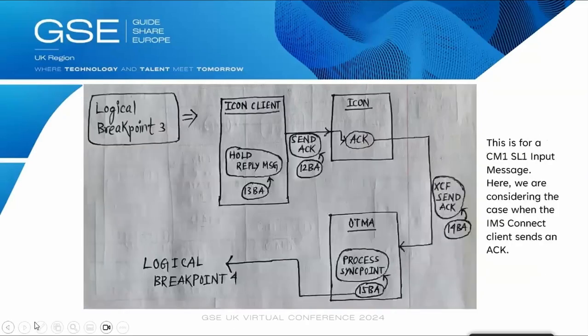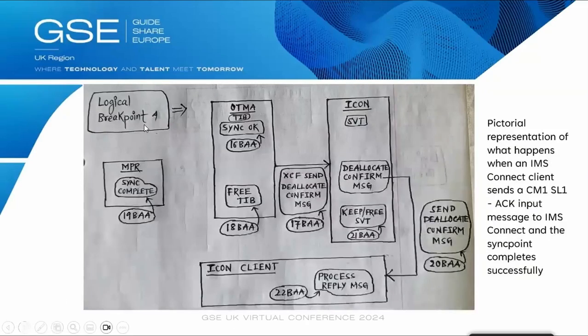All right, so logical breakpoint 4, again, we will now branch out from logical breakpoint 4 and take the route of the sync point completing successfully. So 16BA, this will probably sound familiar to you. This is the case of the sync point completing successfully. 16BA, phase 1 sync point completes successfully. 17BA, OTMA will send the deallocate confirm message to IMS Connect. 18BA, OTMA will delete the TIB control block.